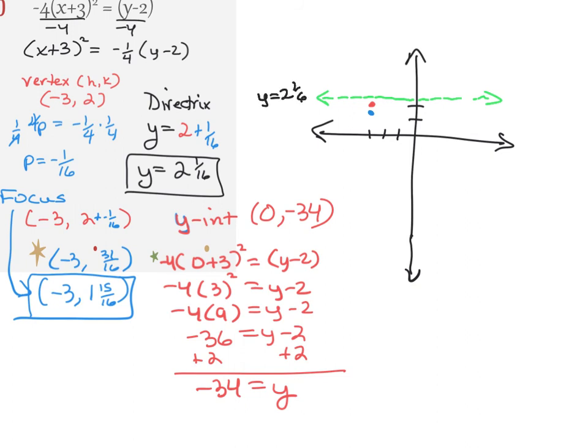The vertex was the ordered pair 3, negative 2. No, negative 3, positive 2. And then the focus is the ordered pair negative 3 and 1 and 15 over 16. Let me graph my y-intercept, which is way down here. I could say that this is 0, negative 34.